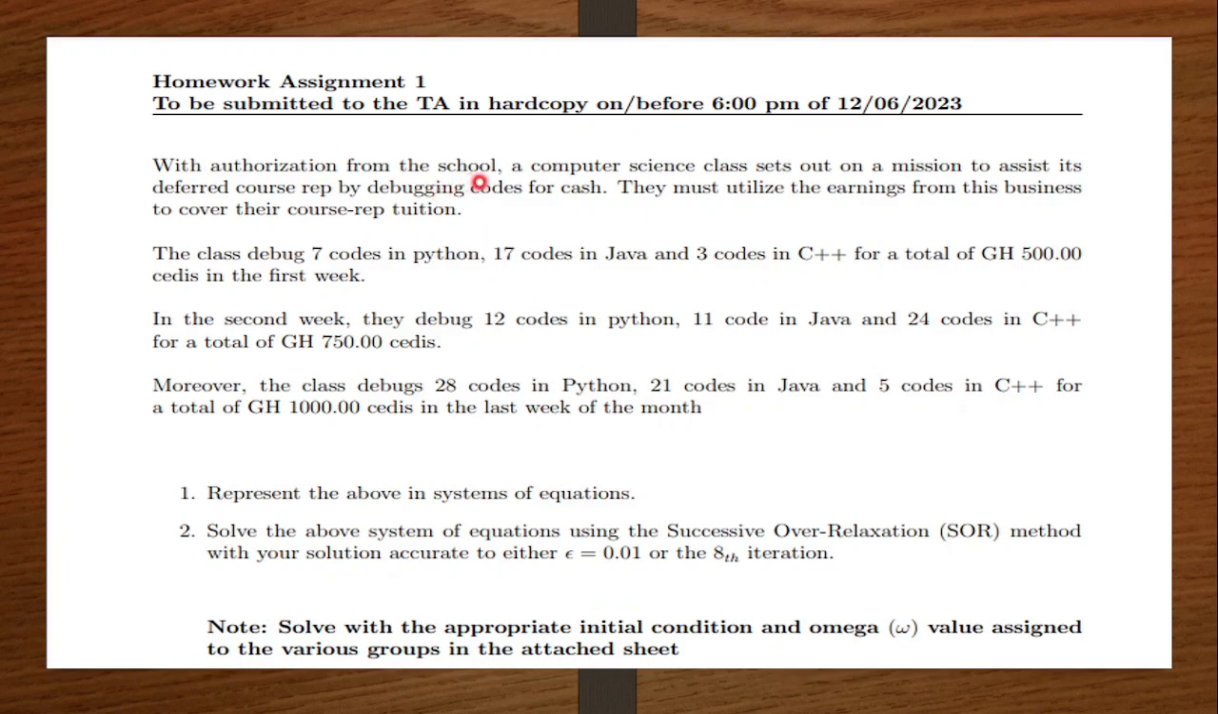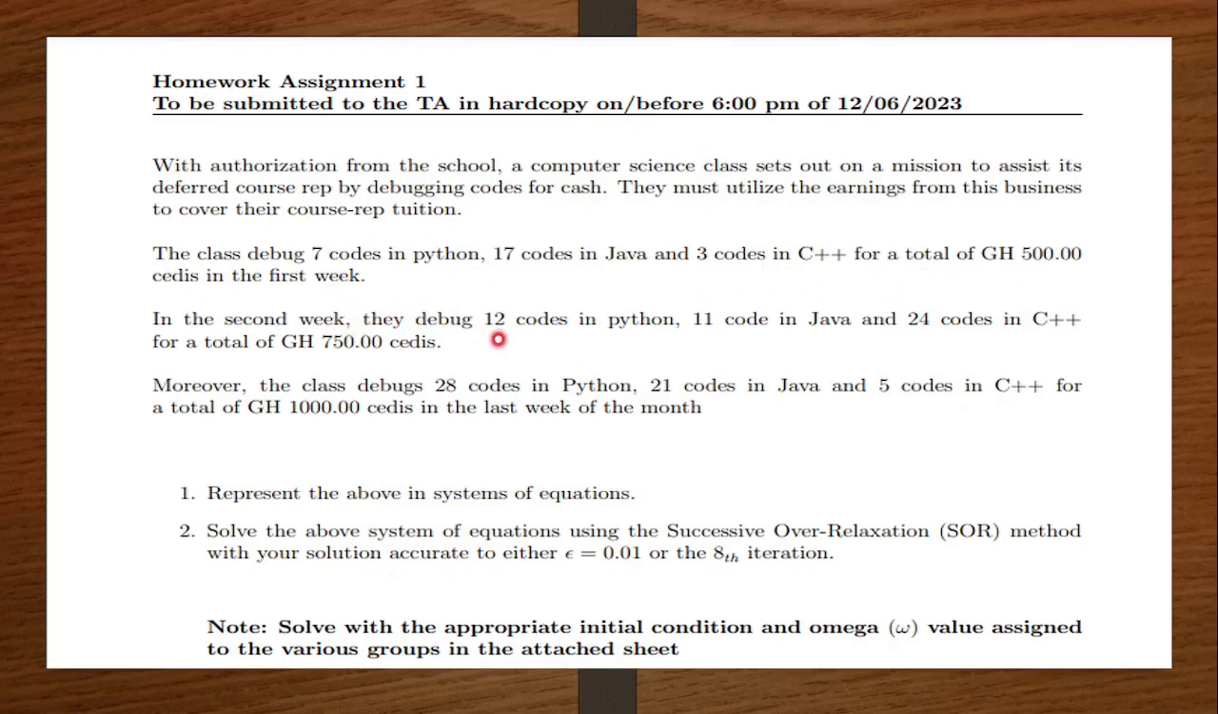With authorization from the school, a computer science class sets out on a mission to assist its deferred course by debugging codes for cash. They must utilize the earnings from this business to cover their course tuition. The class debugged 7 codes in Python, 17 codes in Java, and 3 codes in C++ for a total of 500 Ghana cedis in the first week.